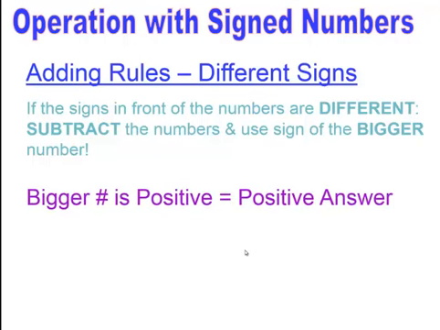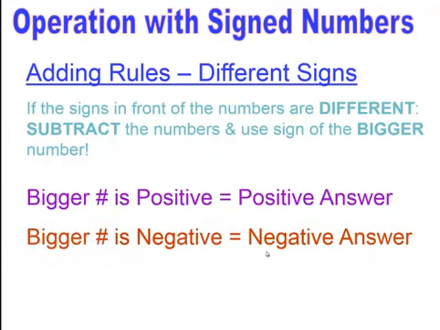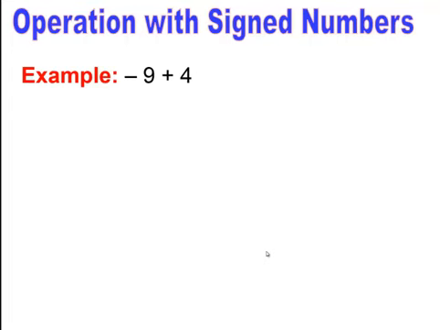So if the bigger number is positive, your answer is going to be positive. So if you have 4 minus 2, you end up with 2 as a positive answer. But if the bigger number is negative, you have a 2 minus 4, your answer is going to end up being a negative answer. So it's really important to think about the rules when you're doing these operations.